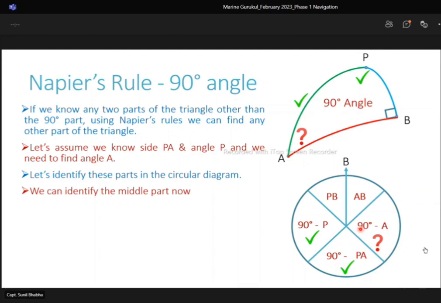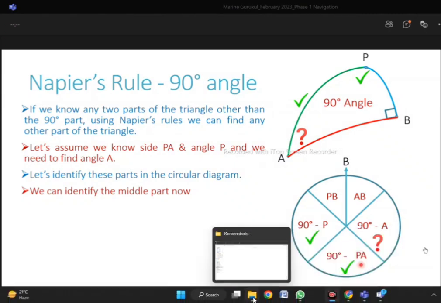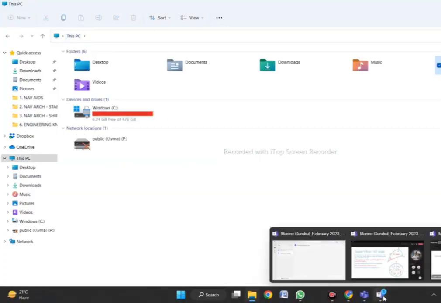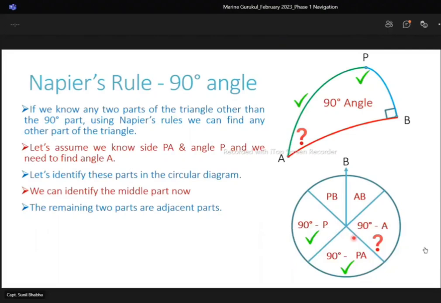One of the remaining parts is becoming adjacent and the other one is becoming opposite. Now if you keep 90 minus PA as your middle part, then 90 minus P is adjacent to it and 90 minus A is also adjacent to it. So this fits our formula. 90 minus PA is to be considered as the middle part here. Both the other parts now become adjacent parts, and we can now apply Napier's formula for adjacent parts.